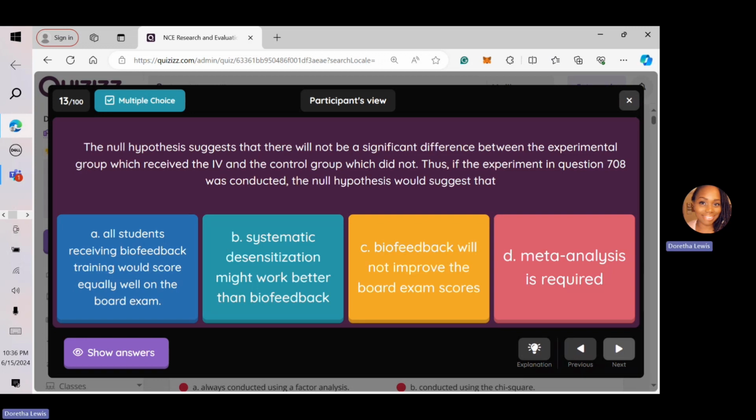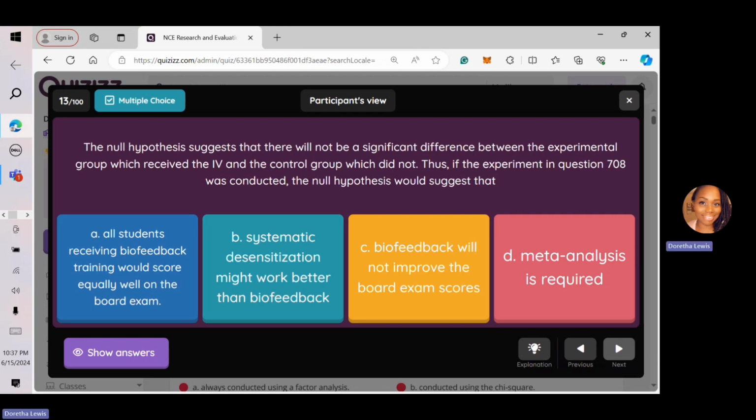The null hypothesis suggests that there will be no significant difference. And I always think about null hypotheses as the end meaning nothing. No significance at all, right? So the null hypothesis suggests that there will be no significant difference between the experimental group, which receives the IV, and the control group, which did not.